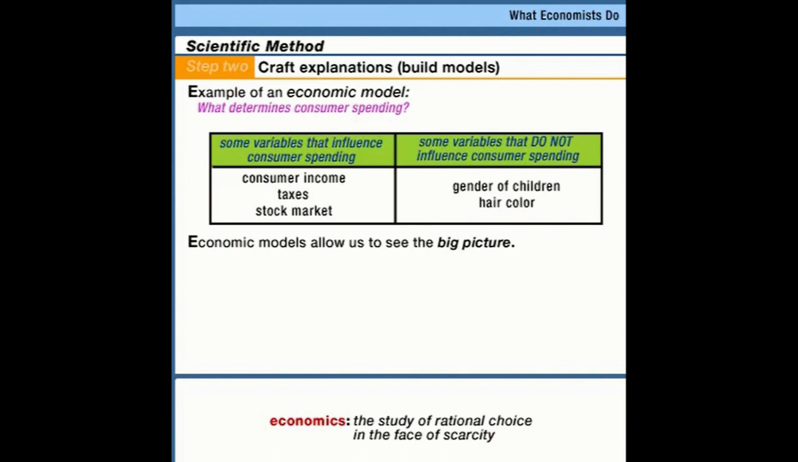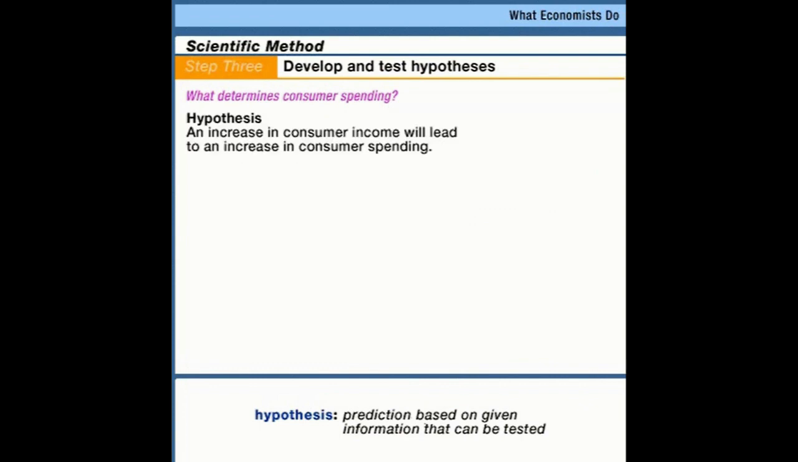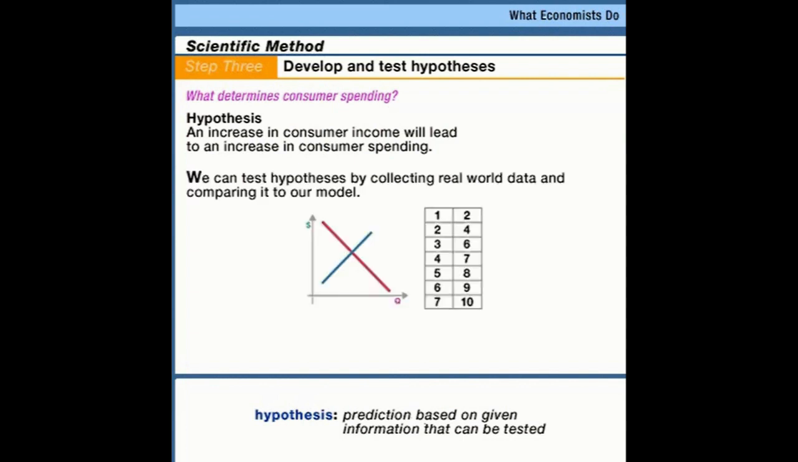Now, once we've got a model, the relationships that we imagine hold among the variables allow us to derive certain hypotheses. Hypotheses are predictions about the way the world works. One hypothesis might be that an increase in consumer income leads to an increase in consumer spending. Now, that hypothesis is something we can test. We can go out and get data from the real world and compare the relationship between observed consumer income changes and changes in consumer spending.